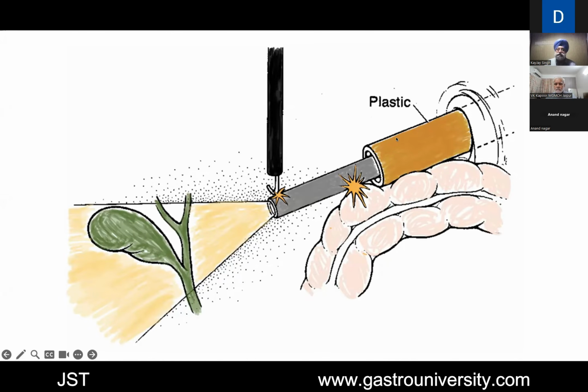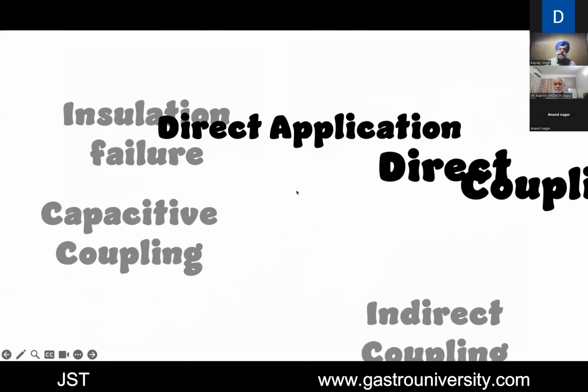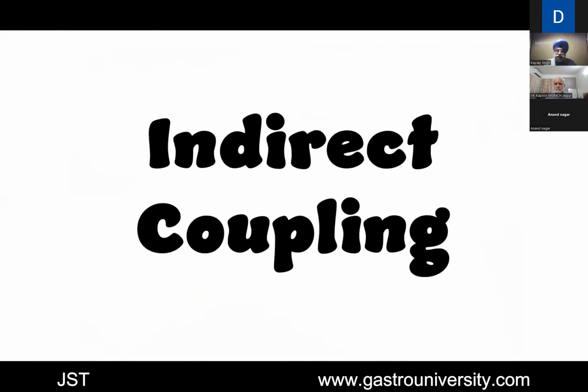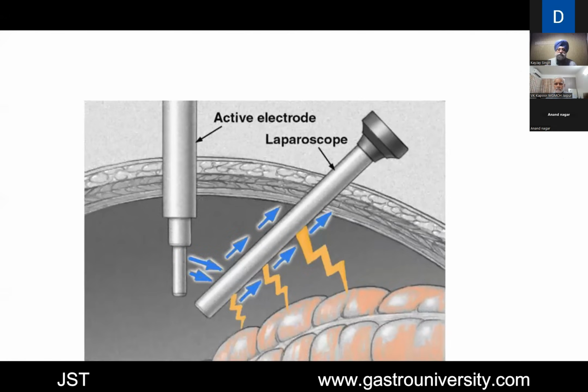I will refer to this in a little while, why this is important to our discussion. So this is what is called direct coupling. The next phenomenon is indirect coupling. Again, a very, very dangerous phenomenon at play during a laparoscopic cholecystectomy.